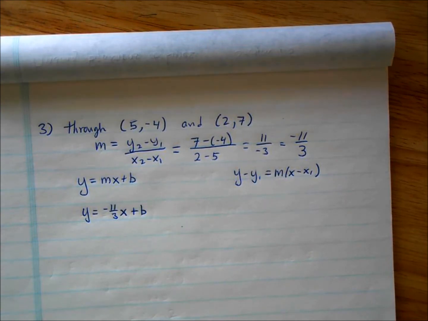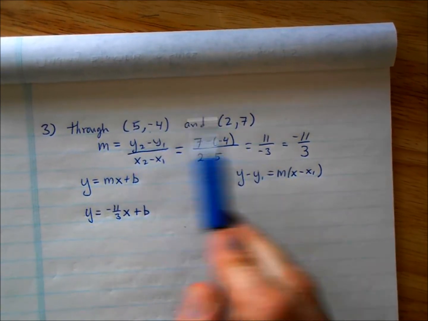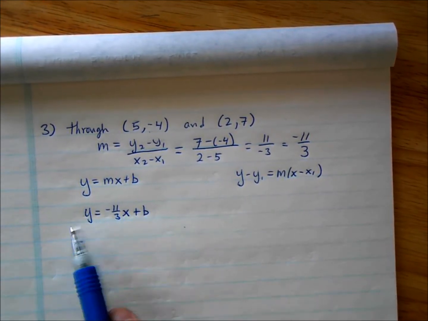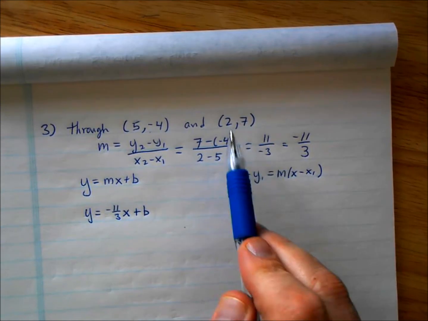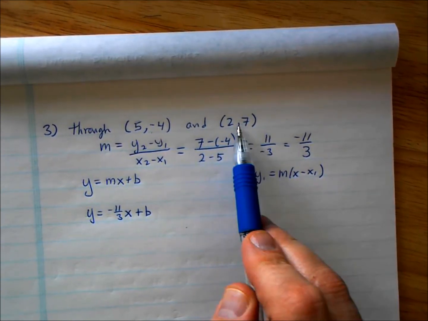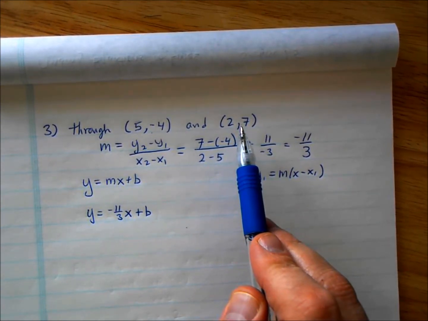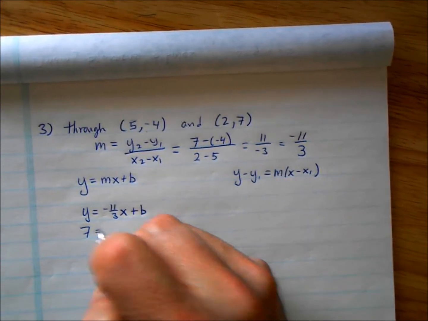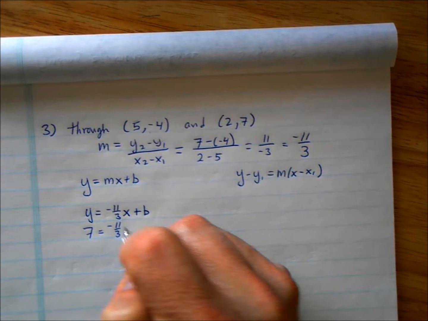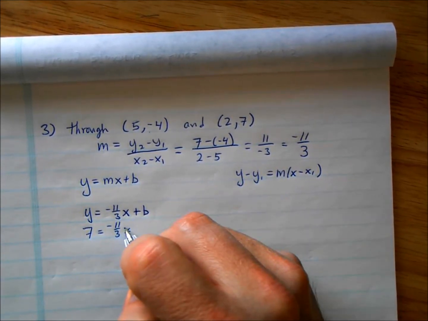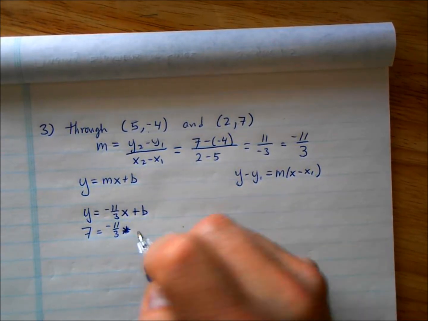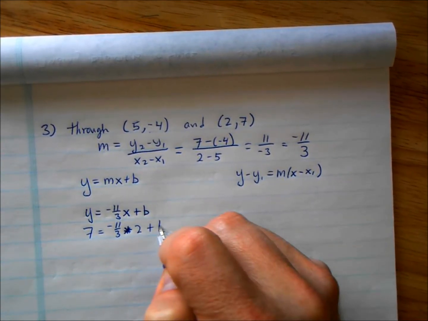Okay, so what I'm going to do, I'm going to pick one of these 2 points. It doesn't matter which one. And I'm going to plug in my values and then solve for b. I think I will use 2, 7, just because both the numbers are positive. I think that's a good idea. I like using positive numbers. So I'm going to have 7 equals minus 11 thirds x, oops, not x, times, change that x to a times symbol there, 2 plus b.